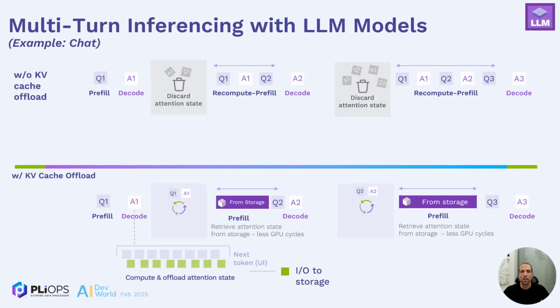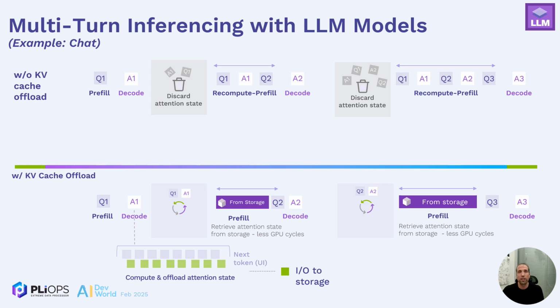Okay. So the main use case for KV cache offloading is when the prompt of a query includes the previous prompt and its answer as a prefix. The simplest example of this is just a chat application. Let me walk you through how this works.